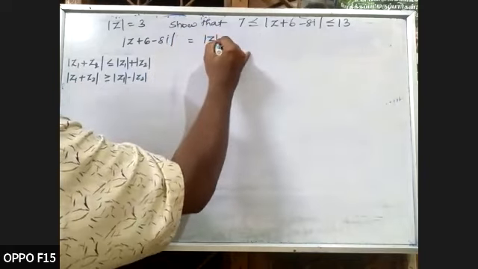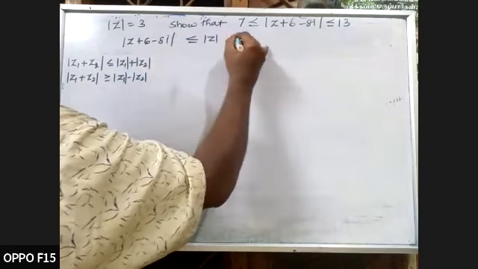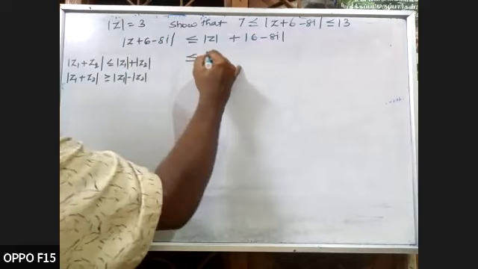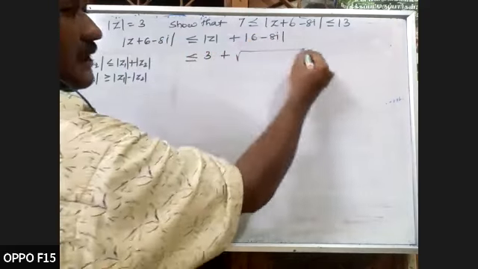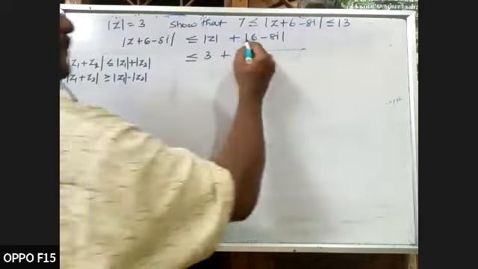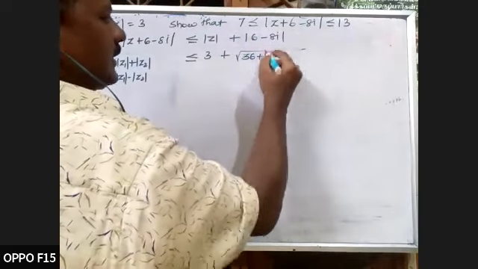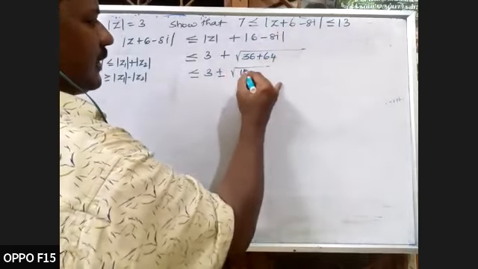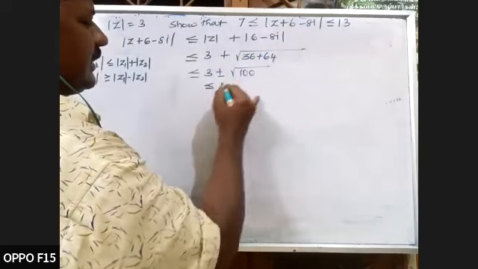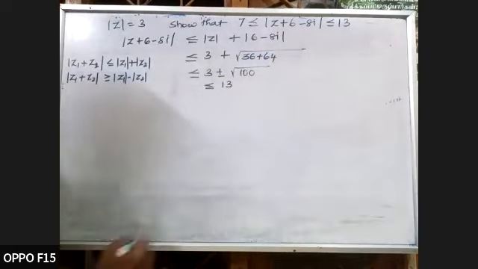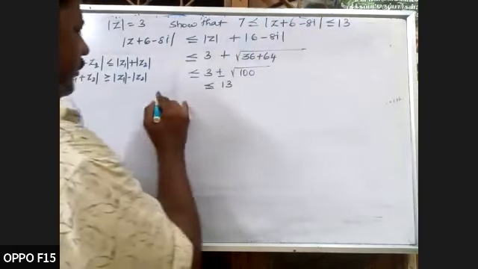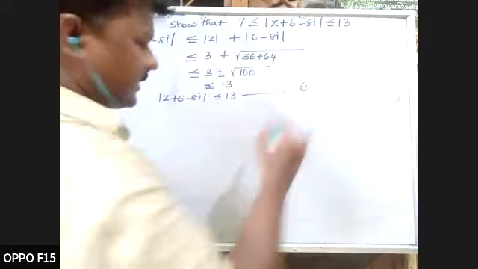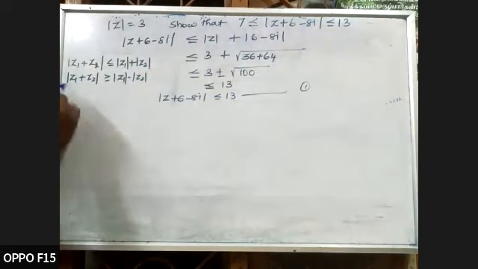Now I can write this as less than or equal to modulus of z plus modulus of 6 minus 8i. Here it is given that modulus of z is 3, plus modulus of 6 minus 8i, which means square root of a square plus b square. 6 squared is 36, 8 squared is 64, so it is less than or equal to 3 plus square root of 100. Square root of 100 is 10, and 10 plus 3 is 13. So in the first property, modulus of z plus 6 minus 8i is less than or equal to 13. That is the first one you take. Now you use the second property.